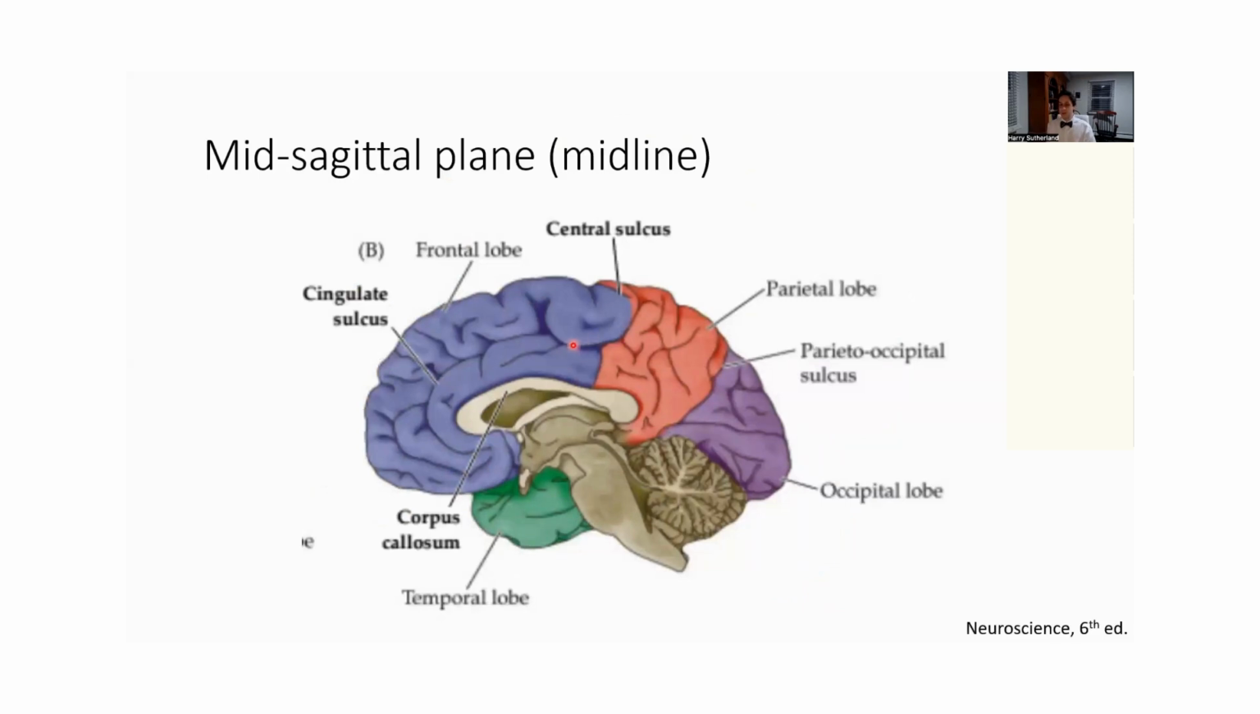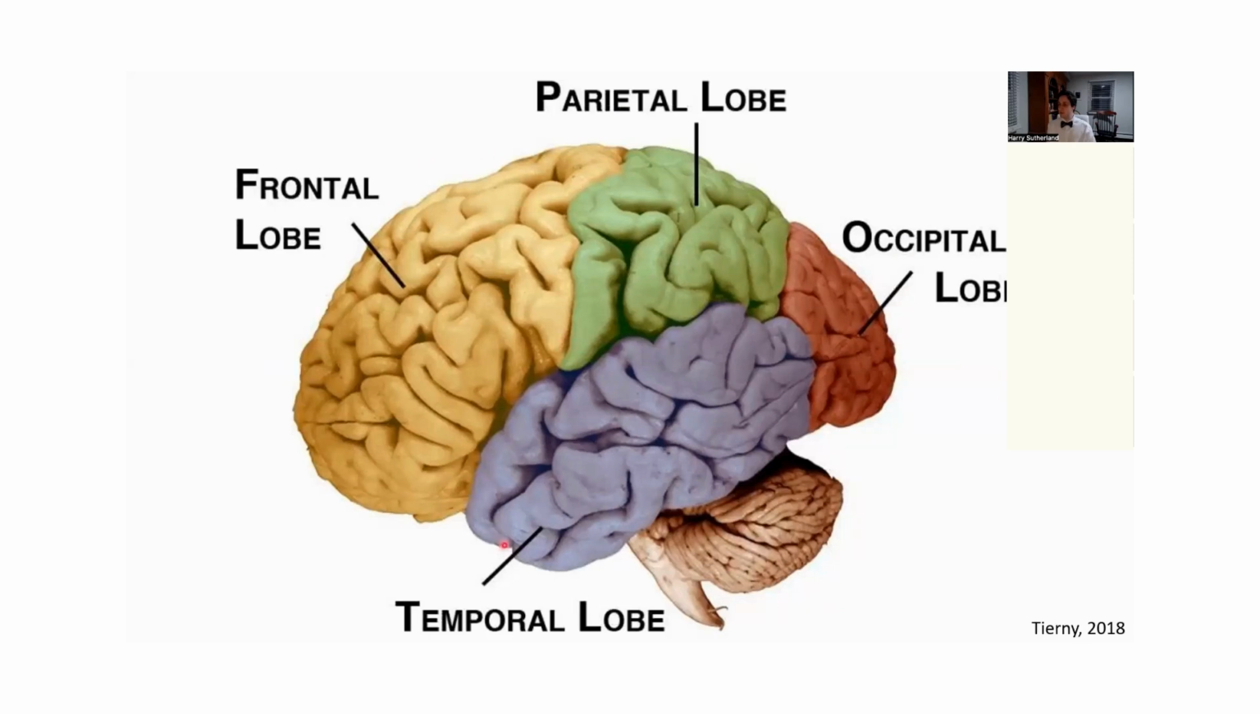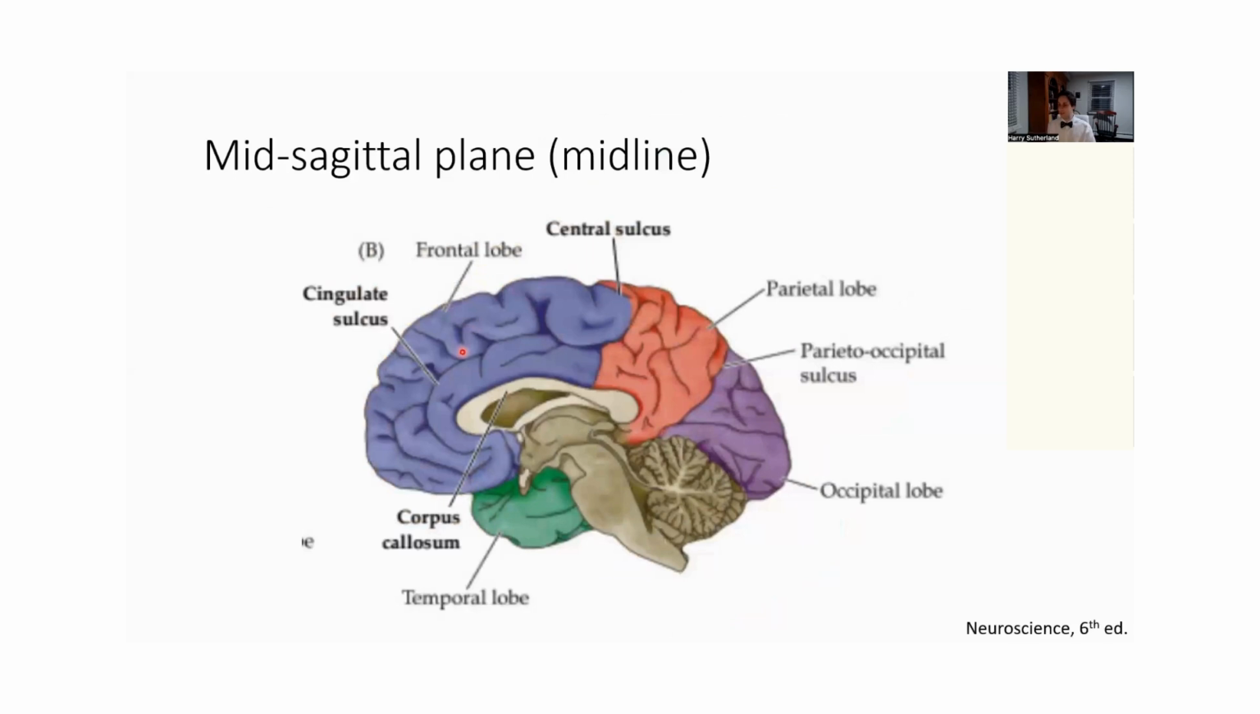If you were to cut the brain in half down the middle, so like I said, this is the lateral surface or the outside of the brain. If you were to cut it straight down the middle and look from the inside, this is what it would look like. You'd see that there is, again, the frontal lobe, now colored dark blue. There's the parietal lobe wrapping around the inside, now colored red. There's the occipital lobe colored purple, and then there's the temporal lobe colored green.